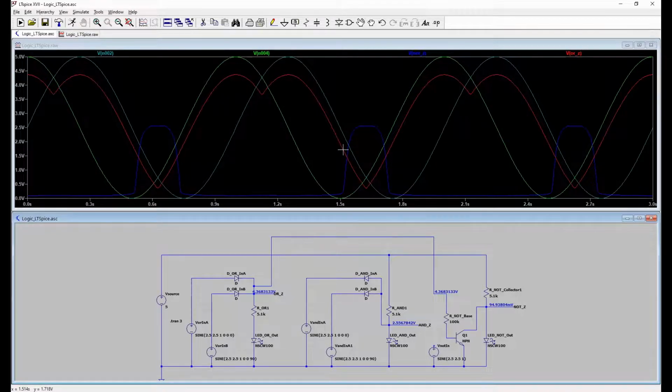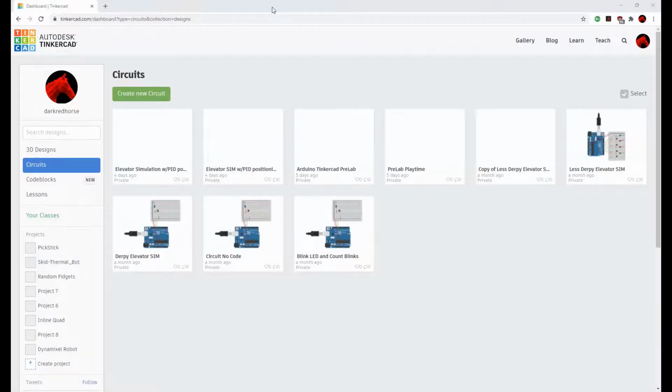Now let's move on to Tinkercad. Once again, there's going to be limited audio on this. I'm going to quickly build the circuit and then we'll play.